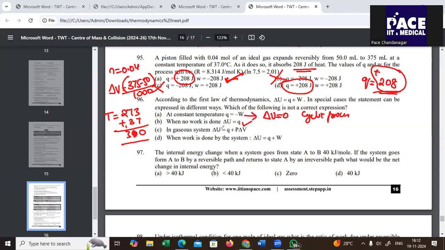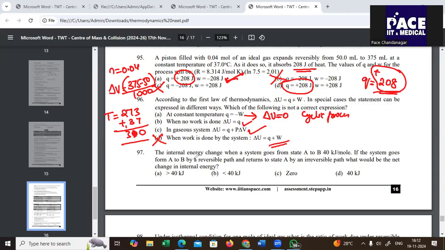In a gaseous system, which is not correct. Now, these two are correct. Then in a gaseous system, delta U is equal to Q plus P delta V. Yes, work done is equal to PV. Yes, it is right. Then when the system is doing the work, it will be negative. Option D is wrong. So option D will be your answer there. Option D is a wrong statement, not a correct expression.